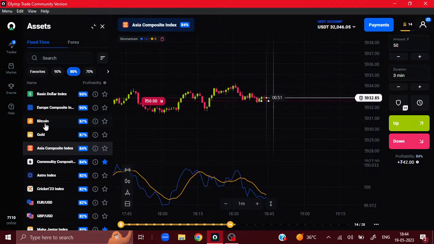Yes, you will only have to look for the yellow line and the candlestick pattern. That's it. The strategy is that simple.